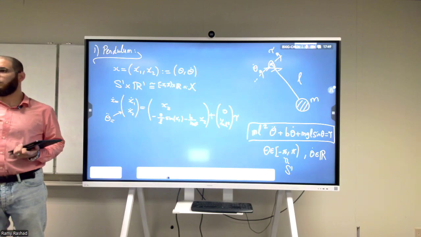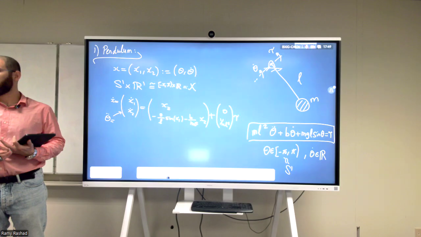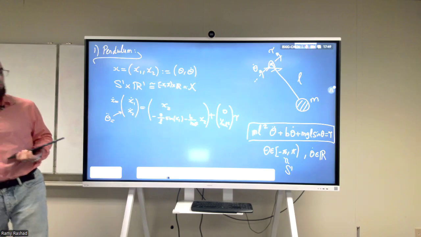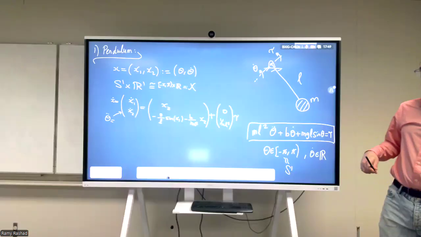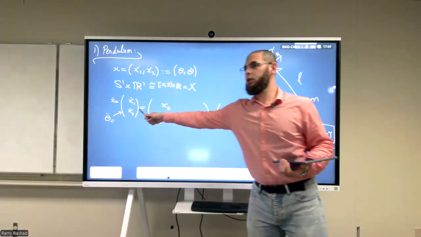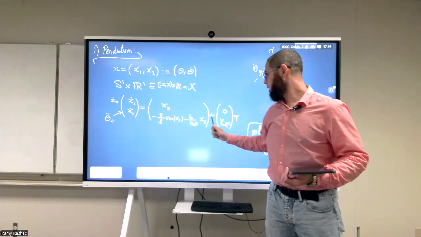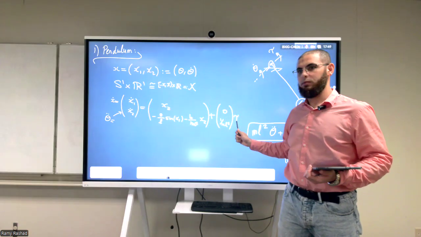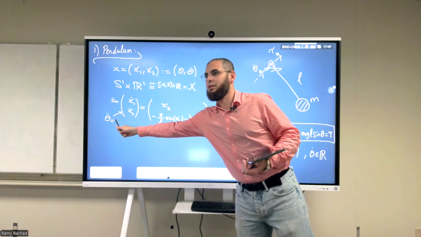If it's not clear, stop me. Make sense? Everyone? Sorry? x2 dot is equal to this line, right? This one plus this term multiplied by tau. And actually, the right-hand side is equal to theta double dot.